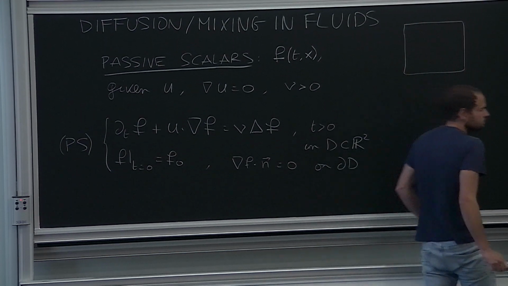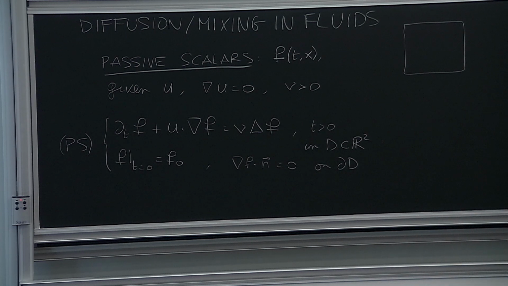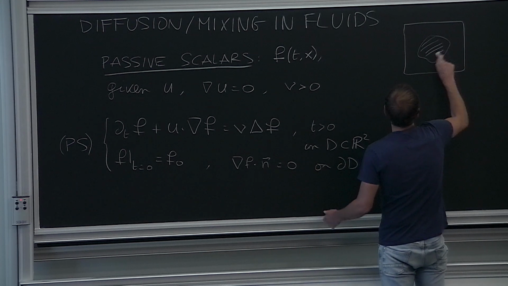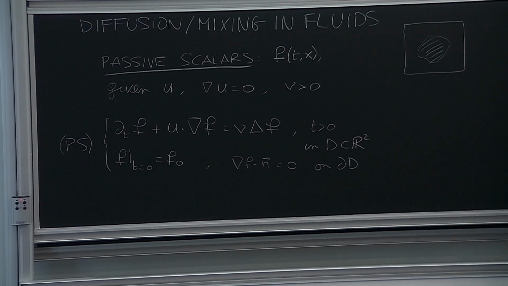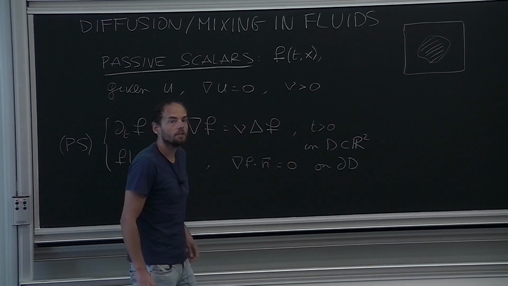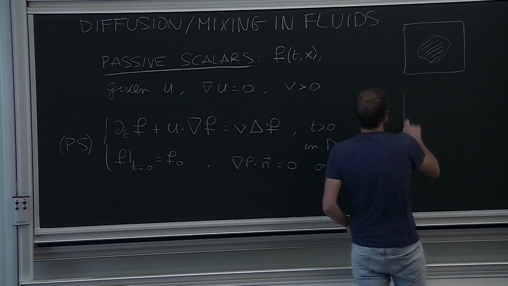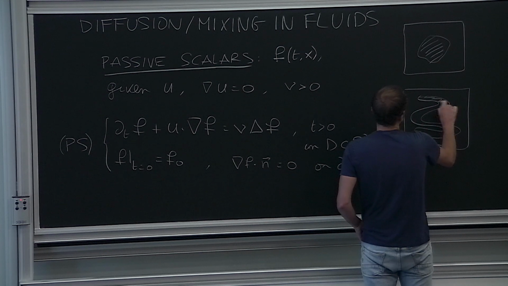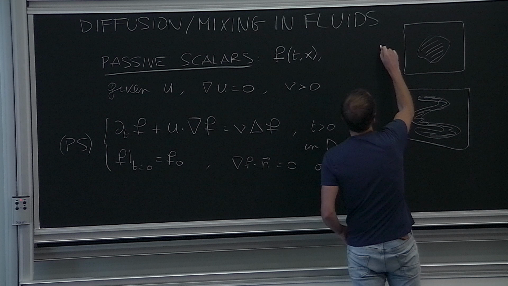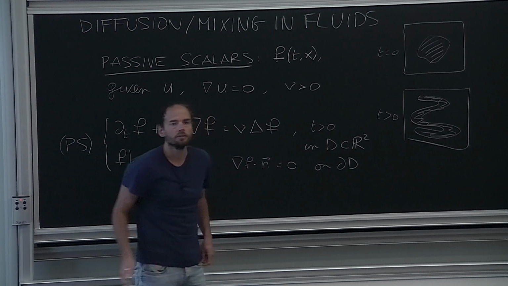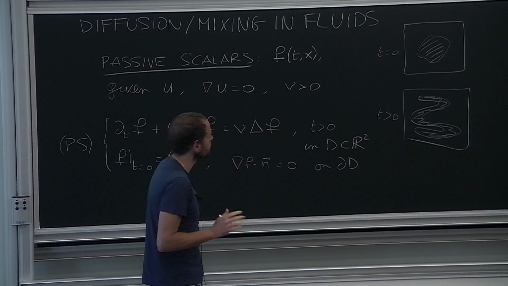Okay? So physically, what we're looking at, we have some domain, which will often be just a periodic box. Okay? And we have some initial concentration f0, so a dye color, right? And we stir it in a prescribed way given by u. And we look at how it evolves in time. Okay? And there will be some diffusion, so maybe there will be some stirring. So this is time t equals 0, at times t greater than 0 it is something like this. And we look at what happens for t going to infinity, essentially. Okay? So that's the main thing.